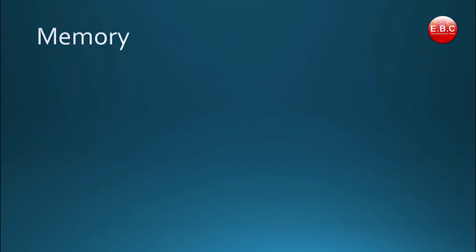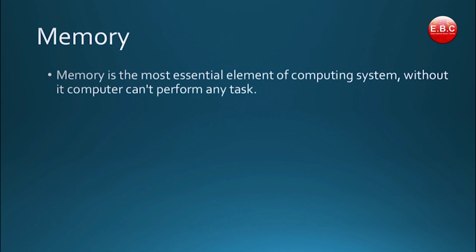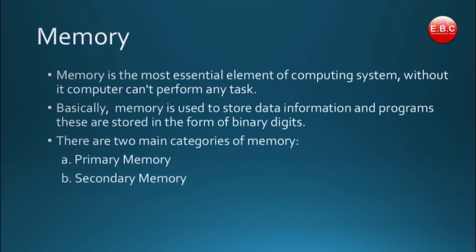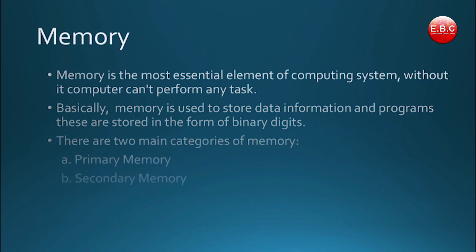Next topic is memory. Memory is the most essential element of a computing system. Without it, a computer can't perform any task. We can measure the unit of storing the data in memory. Basically, memory is used to store data, information, and programs. These are stored in the form of binary digits. There are two main categories of memory. First one, primary memory, that is also known as temporary memory, and second one, secondary memory, that is also known as permanent memory.